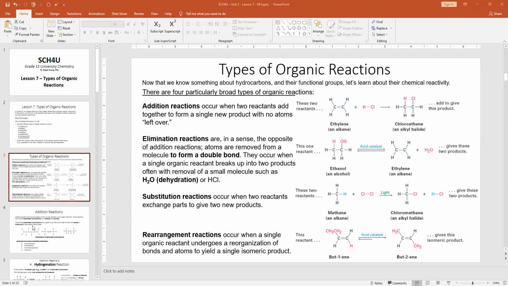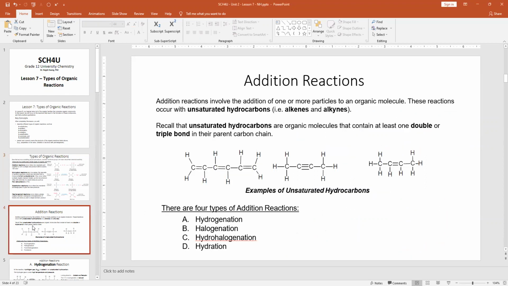So let's talk a little bit more in detail about addition reactions. Addition reactions, as I mentioned, just involve the addition of one or more particles to an organic molecule. And these often occur with unsaturated hydrocarbons, such as alkenes and alkynes. So in addition reactions, you are adding molecules to another hydrocarbon that contains either double bonds, one or more, or triple bonds, one or more.